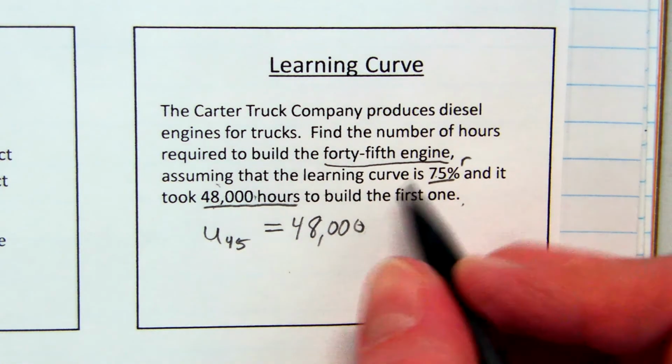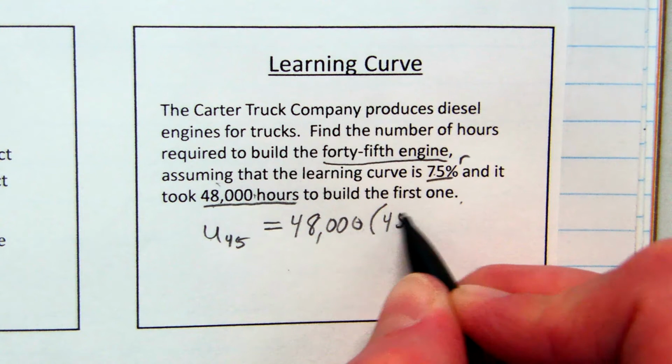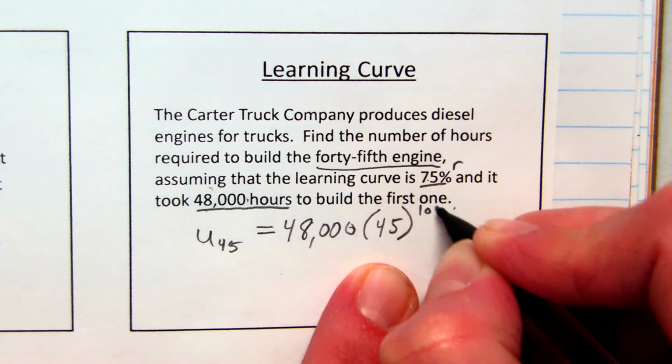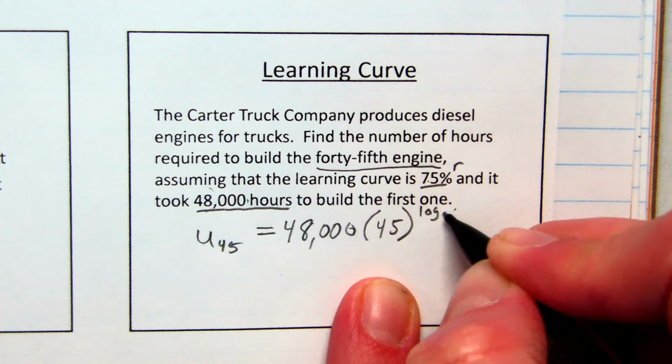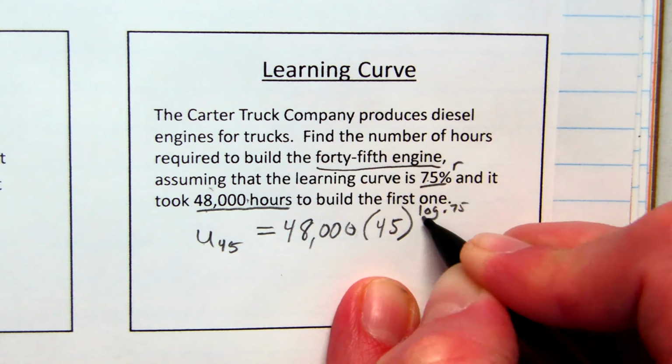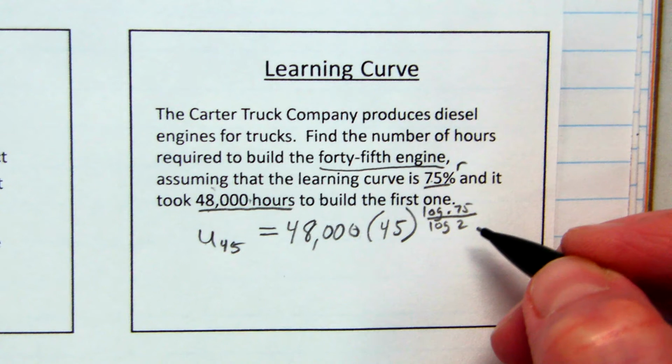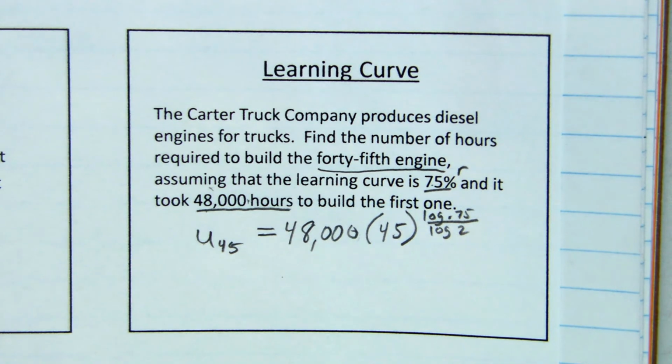We're trying to make the 45th, so you put 45 in as the base. And then the exponent is log of 0.75 over log of 2. So this is a little interesting to put into the calculator. You basically have to use some parentheses on that power. So let me go through that with you.